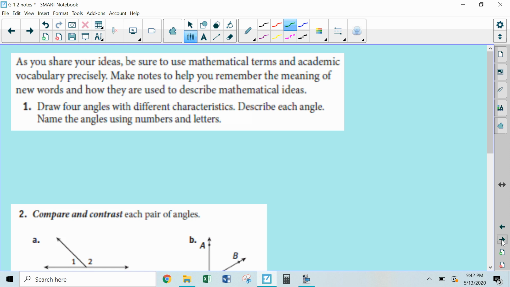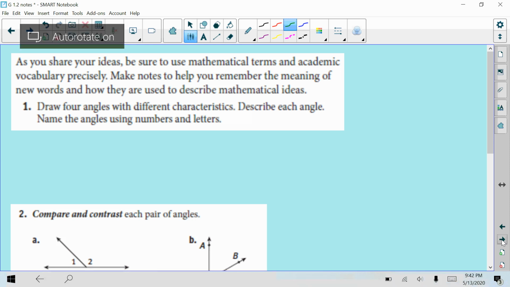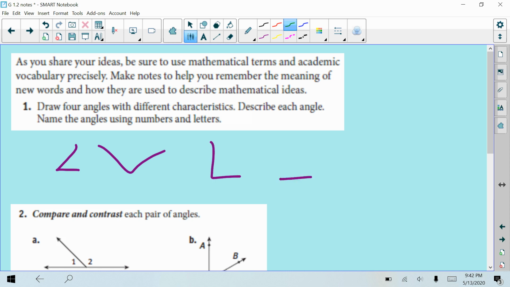Number 1, draw 4 angles with different characteristics. Describe each angle. Name the 4 angles using numbers and letters. So go ahead, pause it and do that. You may have come up with this. So here are 4 angles with different characteristics. Describe each, name the angles using numbers and letters.